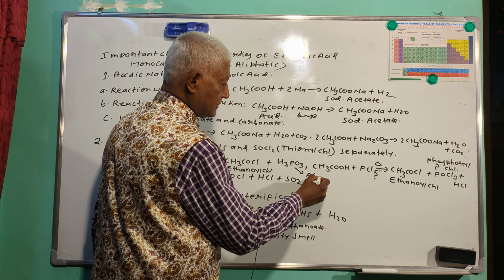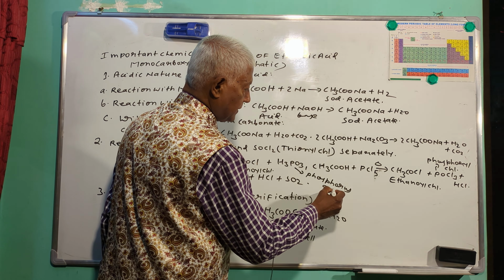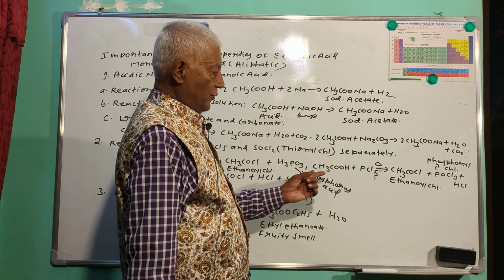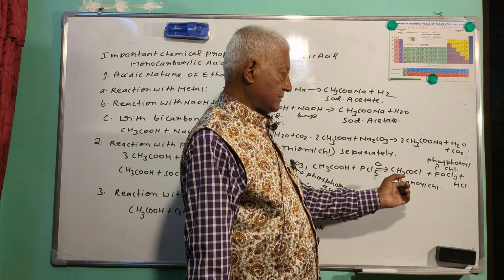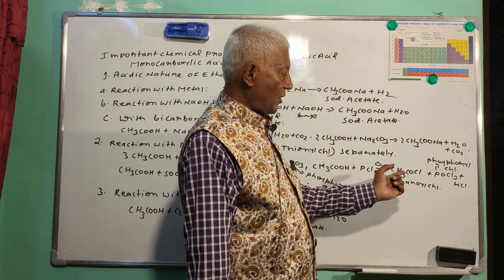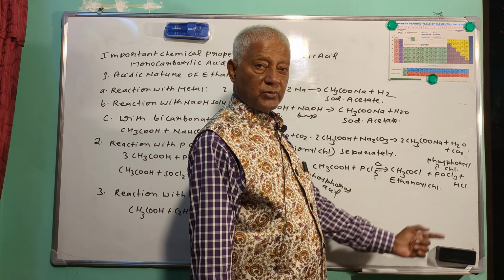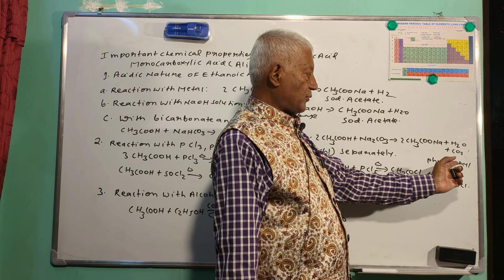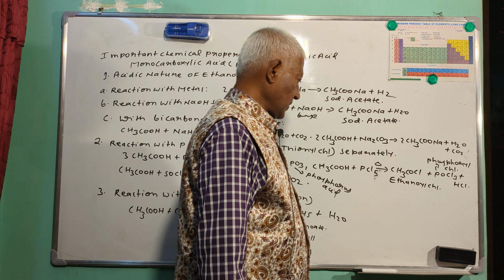And the side product is phosphorus acid. Likewise, when acetic acid is treated with phosphorus pentachloride, you get the same ethanoyl chloride, an acyl halide compound. And what we get is phosphoryl trichloride, how many chlorine, 3, so we can write POCl3 plus HCl.